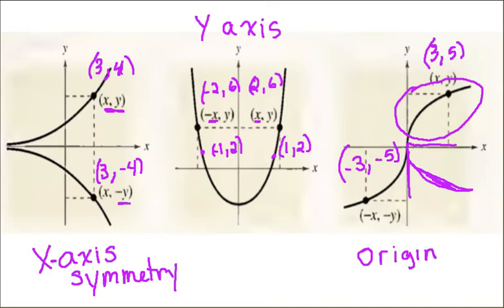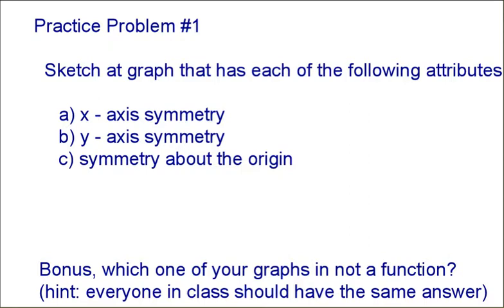Alright, and take a look here for an example problem. You have to sketch a graph that has each of the following attributes: something that has x-axis symmetry, another one that has y-axis symmetry, and then something that is symmetric about the origin. Try to make something a little original, something different than what was in the example problems. And then, as a bonus, which one of your graphs is not a function? One of those, A, B, or C, is not a function, and the cool thing is everyone in class should have the same answer. It should be A, B, or C for all of us. So give that a shot, pause the video if you need to, or come back to it later on.